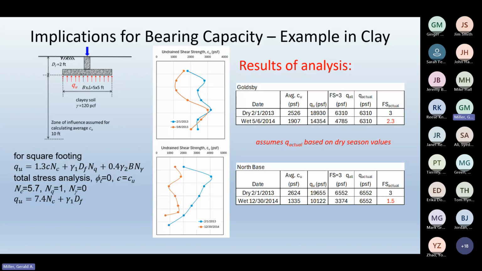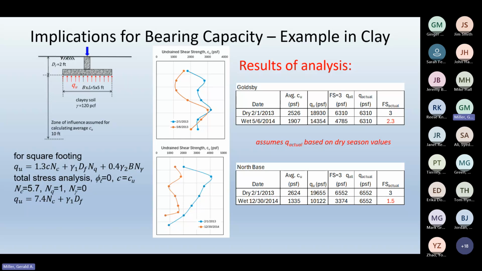You follow? And then at North Base, again, if we base it on dry season, allowable would be 6552 for those numbers. And again, that's a factor of safety of 3. But if there's a significant wetting event before construction and shear strength decreases, our factor of safety for that actual would drop to 1.5.